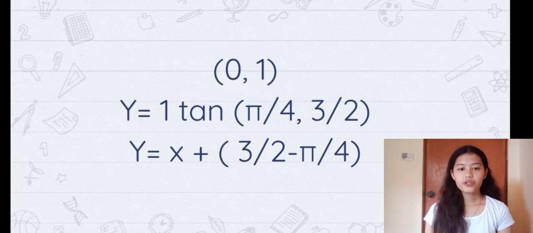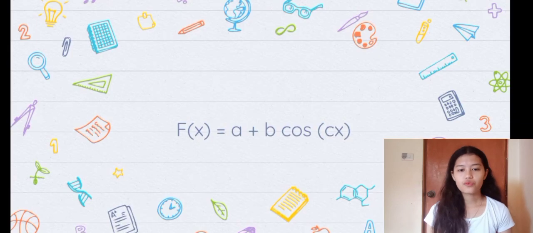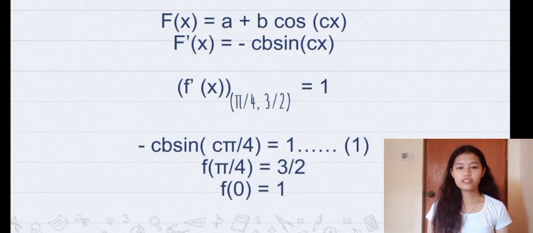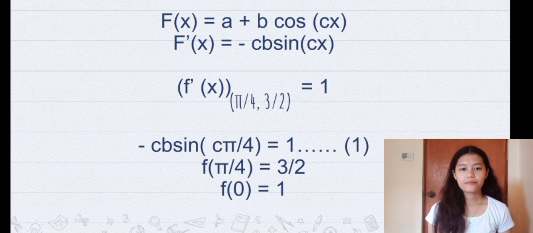So let the tangent to the curve at (0, 1) be y = 1, and the tangent at (π/4, 3/2) be y = x + 3/2 - π/4. We have to find the function of the form f(x) = a + b cos(cx). Differentiate the curve f(x) = a + b cos(cx) with respect to x, and we get f'(x) = -cb sin(cx).